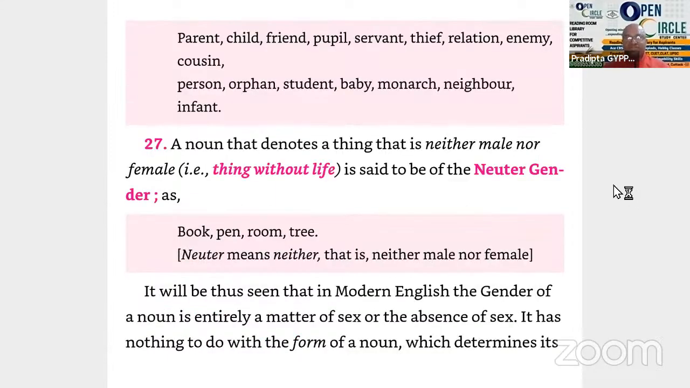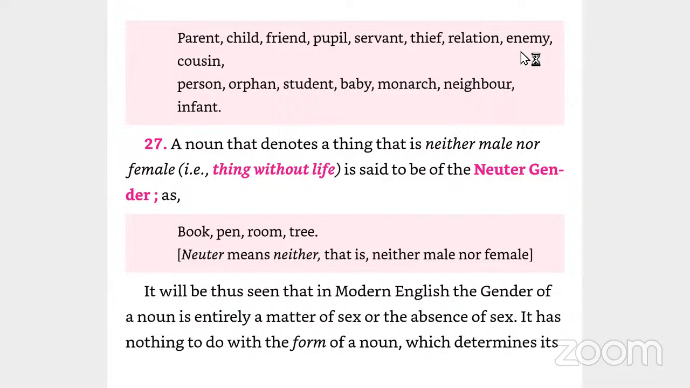Like parent, child, friend, pupil, servant, thief, enemy, cousin, person, orphan, student, baby, monarch, neighbor, infant. This could be either male or female. Do you understand, Bhavya Chetan? What's a common gender? So gender which can be either male or female.